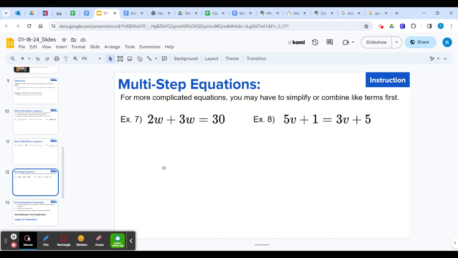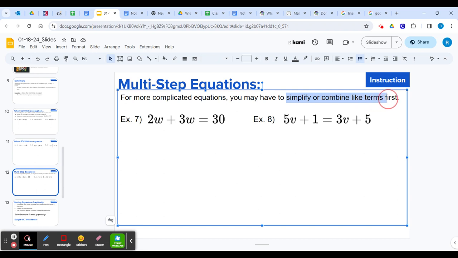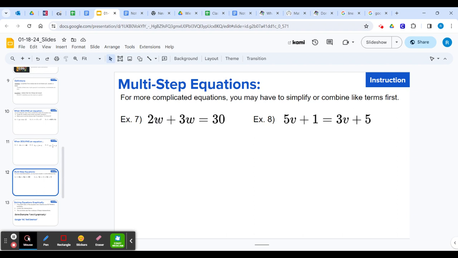As we get more complicated, we may need to simplify or combine like terms before we finish out our problem. So I want to show you 7 and 8 as nice exposure problems to hit this higher type of questioning. In example 7, we see that we have 2w plus 3w equals 30. So before I can divide anything away, I actually need to combine these terms first. Get 2 of something plus 3 of something, we end up with 5 of that thing.